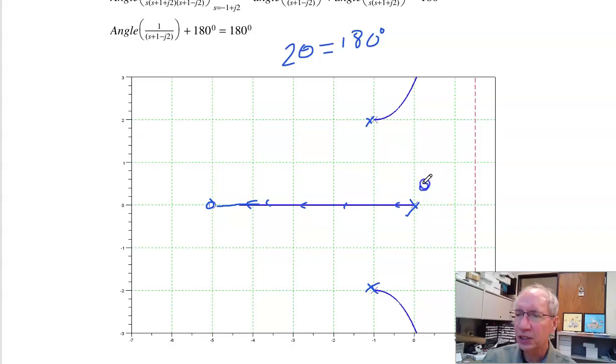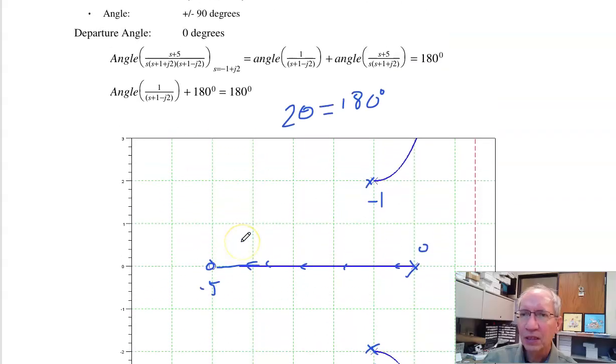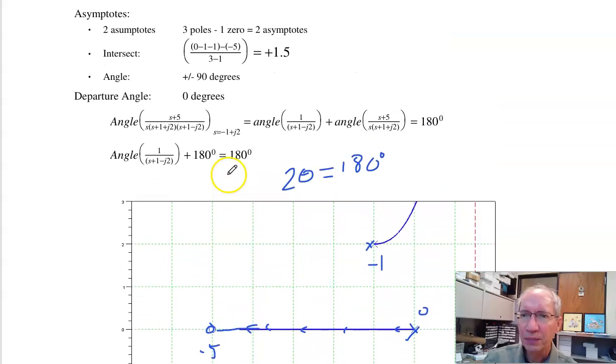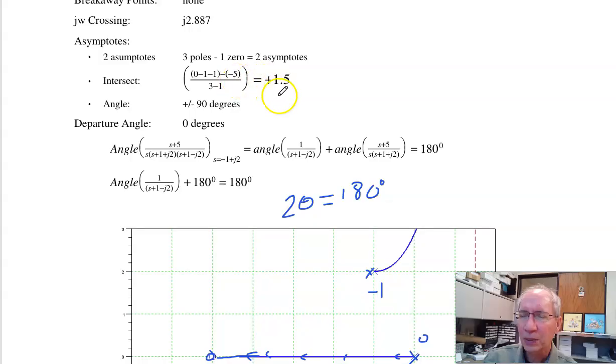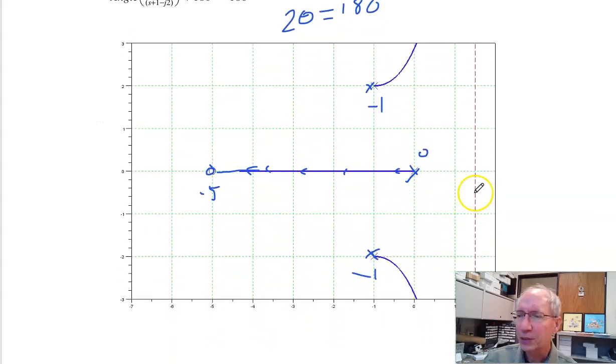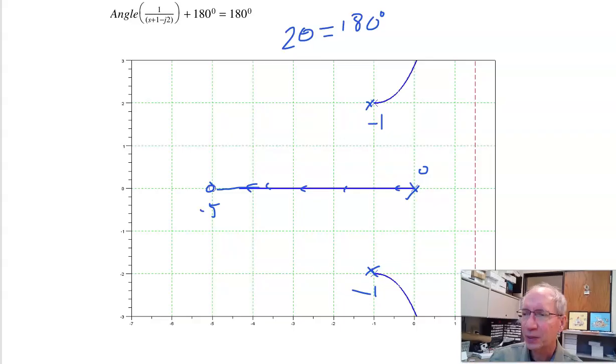So this one's at 0, minus 1, minus 1. And zeros act like a negative mass. They're opposite poles. So this is a plus 1 mass at minus 5. The average of them is plus 1.5. So here's the asymptote, plus minus 90 degrees at plus 1.5.